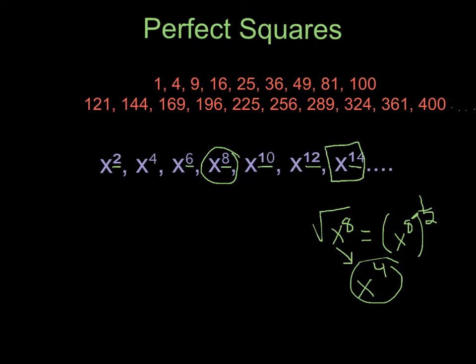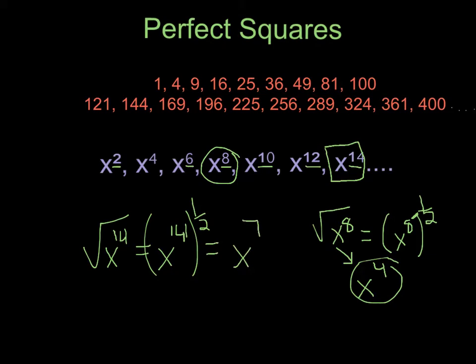Let's do another one. X to the 14th. The square root of x to the 14th is the same thing as x to the 14th to the power of 1/2. So really you just end up multiplying your exponents by 1/2, or cutting it in half, which would equal x to the 7th. So as long as the exponent is even, that means you can cut it in half, therefore it's a perfect square.